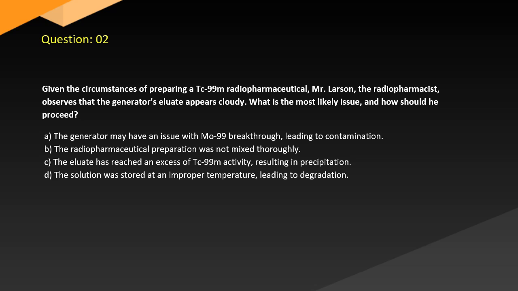A. The generator may have an issue with Mo99 breakthrough leading to contamination. B. The radiopharmaceutical preparation was not mixed thoroughly. C. The eluate has reached in excess of Tc99m activity, resulting in precipitation. D. The solution was stored at an improper temperature, leading to degradation.